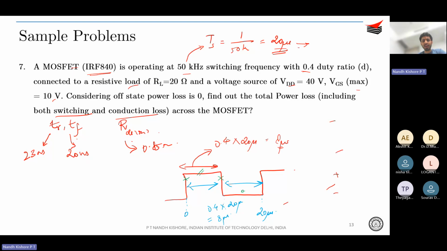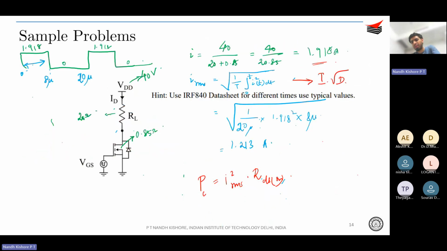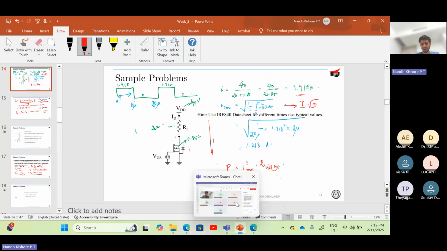That is why we considered this on period to be 8 microsecond, and we use it to compute what is the IRMS, right? Because I, or capital I, will be 1.918 when your device is on. So when the device is on, current will flow, right? I will flow only for 8 microsecond and 0 for the rest of the period. And again for 8 microsecond it will flow, and 0 for the rest of the period. So IRMS is computed accordingly using that 8 microsecond criteria. Okay. So yeah, this is where the 8 microsecond came from.